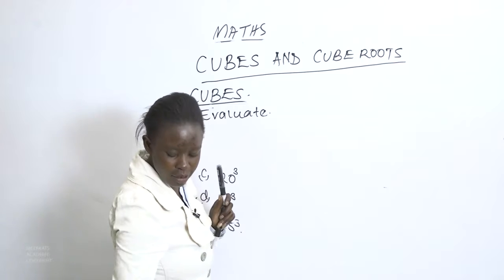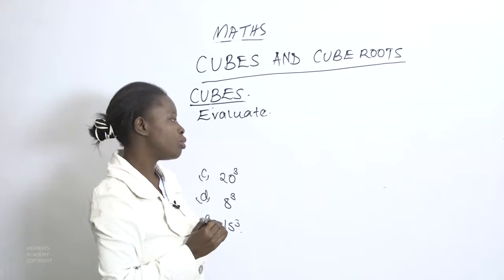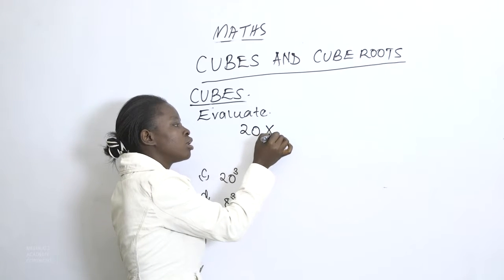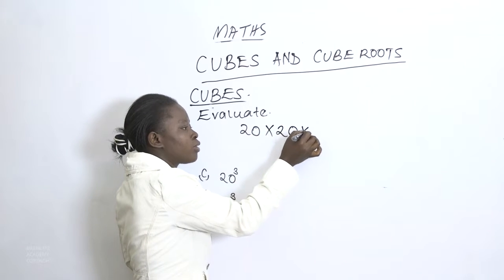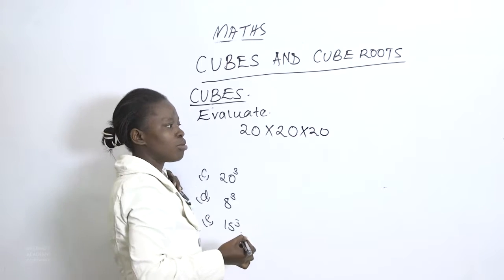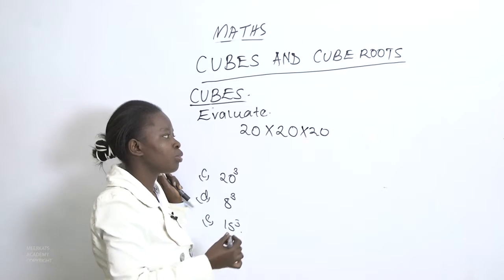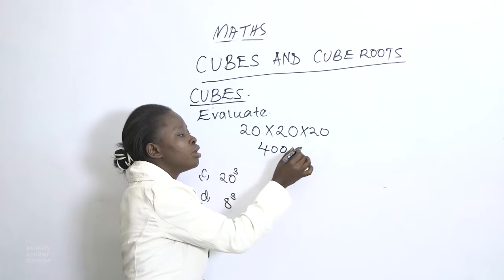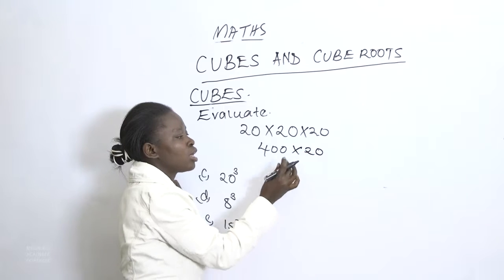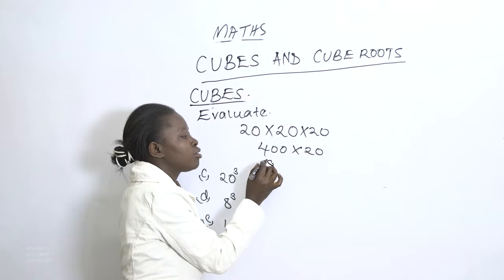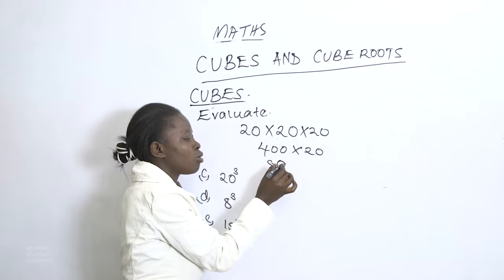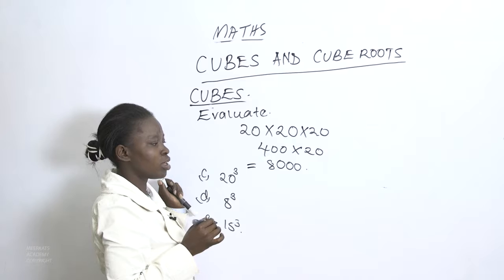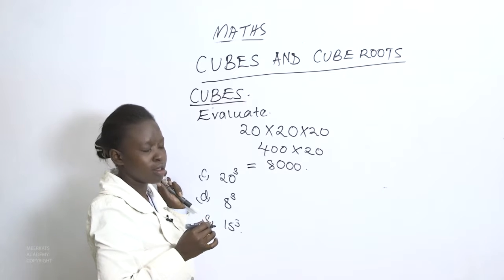The next sum we have is 20 cubed. 20 cubed means that I'm multiplying the 20 repeatedly 3 times. So I have 20 times 20 times 20. 20 times 20 is 400. 400 times 20. 4 times 2 is 8. Then I have the 3 zeros. So it means that 20 cubed, or the cube of 20, is 8,000.